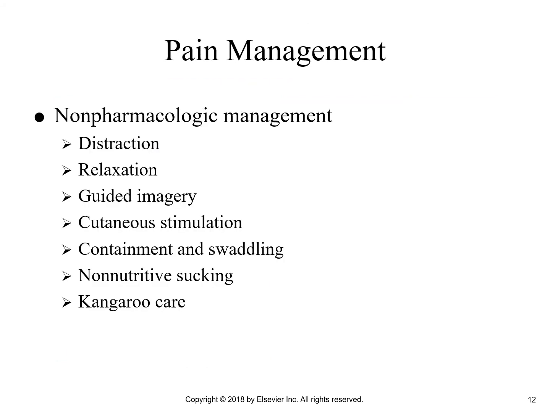Pain is often associated with stress, fear, and anxiety. This list tells you some of the ways to help without using medication. Children can be easily distracted. You can help them to relax using guided imagery, or cutaneous stimulation by simply rubbing your fingers lightly over their skin, on their arms, their backs, or their foreheads. Containment and swaddling can be done with infants and babies. Non-nutritive sucking, as in using a pacifier, and kangaroo care, which we all know is skin-to-skin contact.